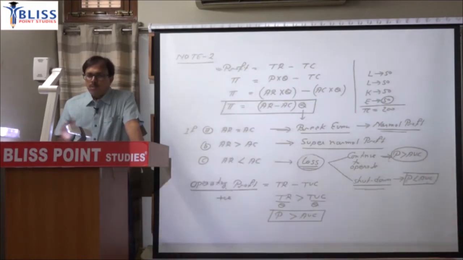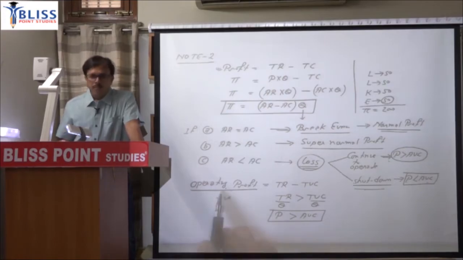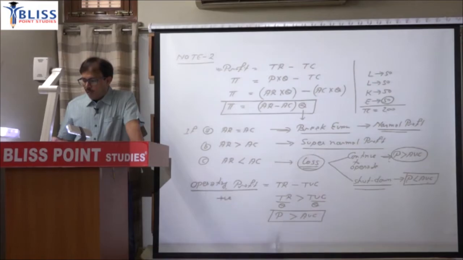Remember, this concept is universal, meaning it applies to every market, not specifically related to competition or monopoly or monopolistic competition or oligopoly. In any form of market, the firm will operate only if the firm is having operating profit, and that operating profit requires that price must be greater than average variable cost.